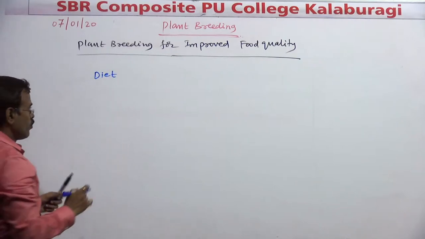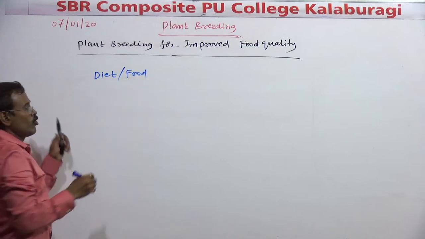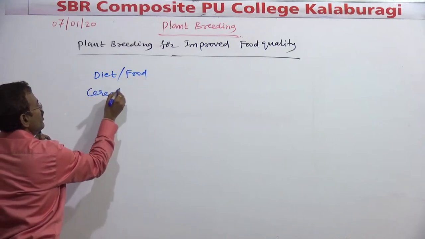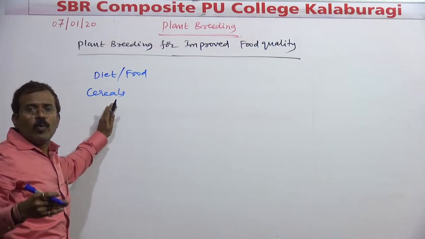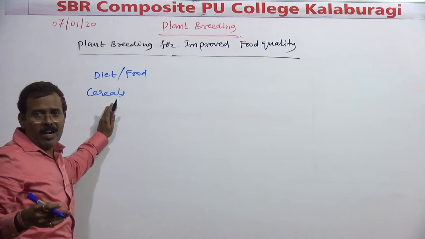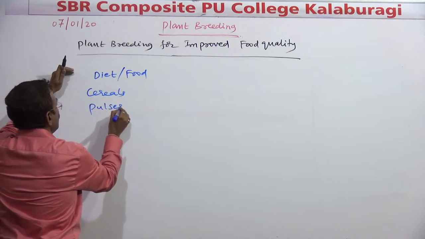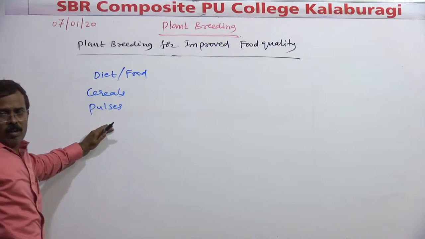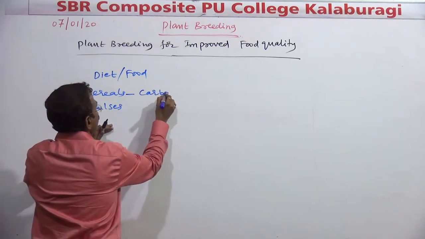Our diet or our food is constituted mainly by cereals like jowar, rice, bajra, oat, barley, etc. Then we have pulses, which are rich in protein. These cereals are rich in carbohydrates.